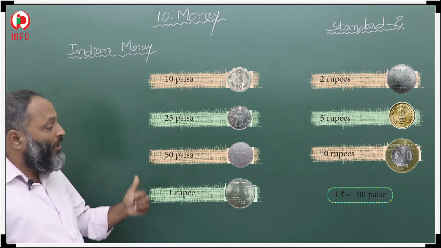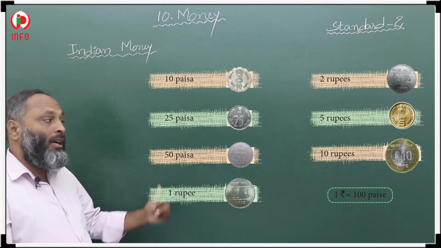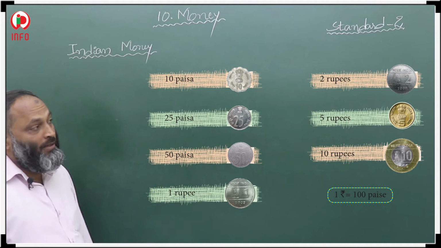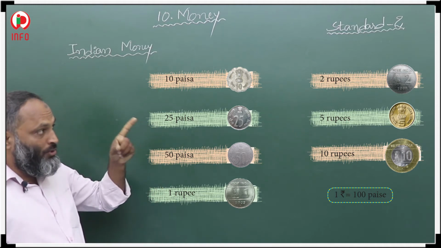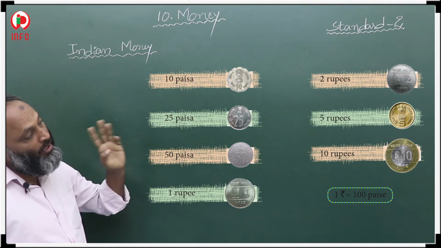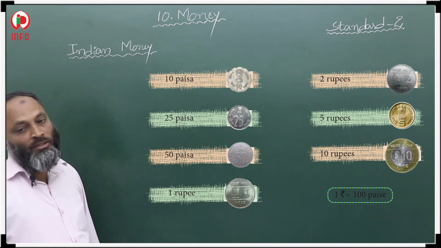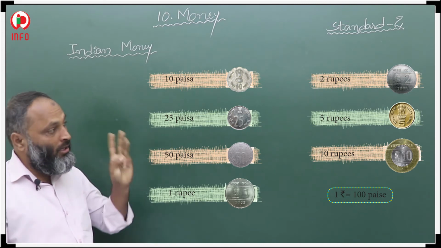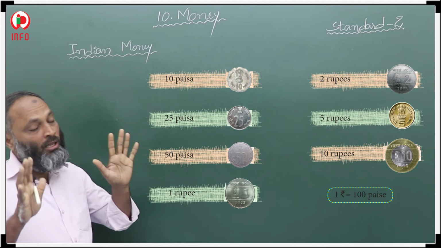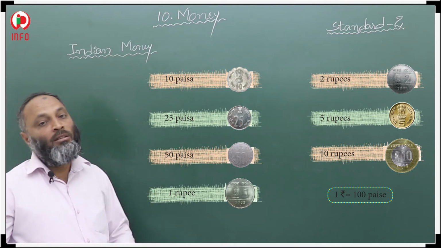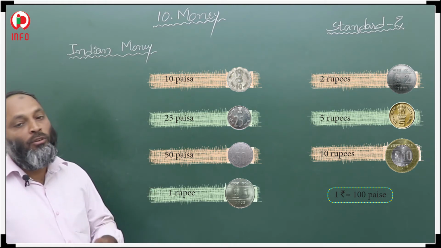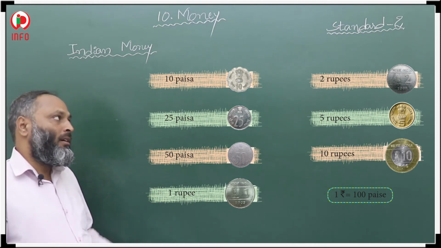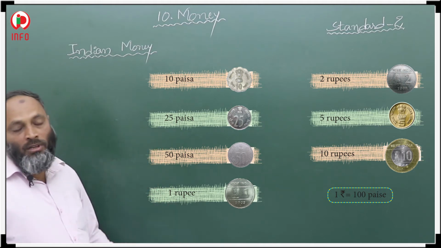Then after that, a 1 rupee coin, a 2 rupee coin, a 5 rupee coin and a 10 rupee coin are given. These four coins we are using presently: 1 rupee, 2 rupee, 5 rupee and 10 rupee coins. Presently we are using 4 coins, and 3 coins we are not using, that is the 10 paisa coin, 25 paisa coin and 50 paisa coin.